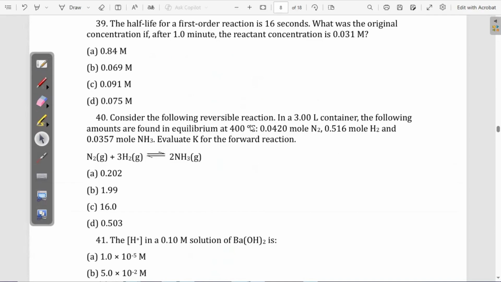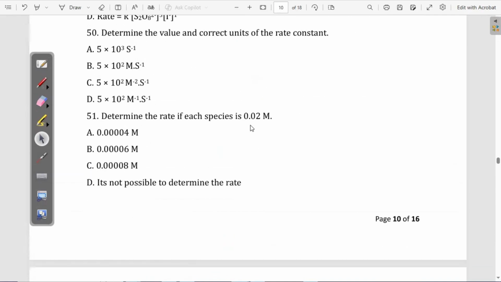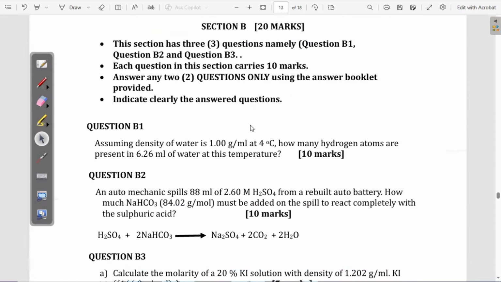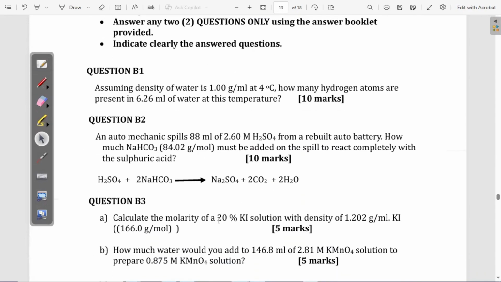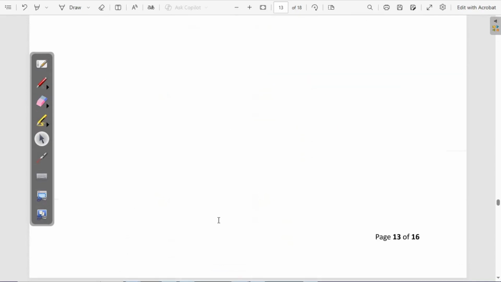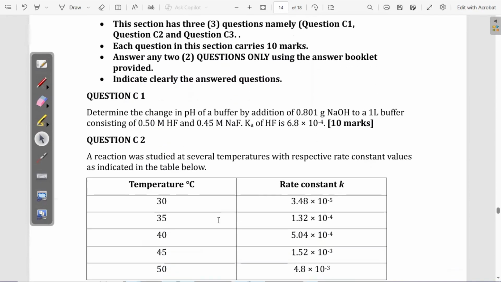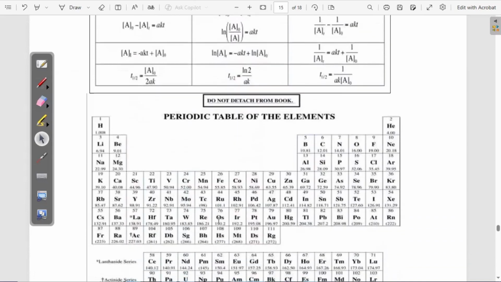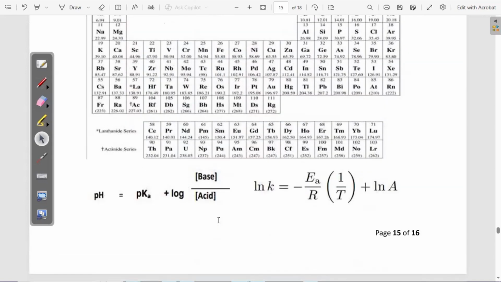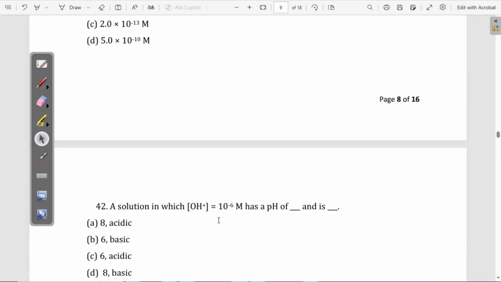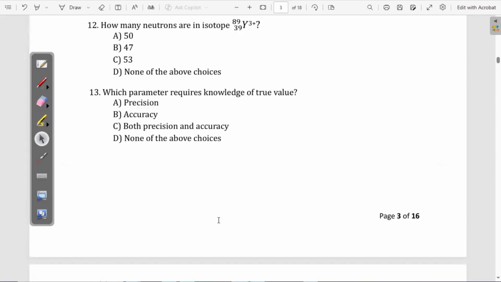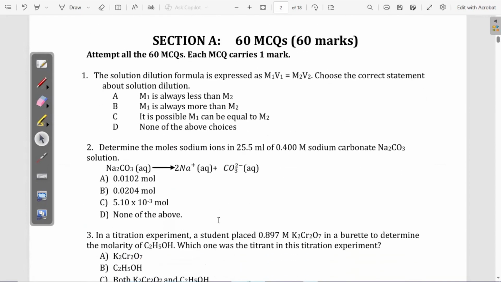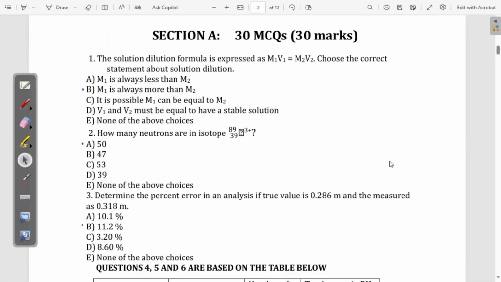Once we are done with section A, we are going to go to section B and answer these 3 structured questions that you can see here, and also go to section C and answer these 3 structured questions. So let's start from section A, question 1.